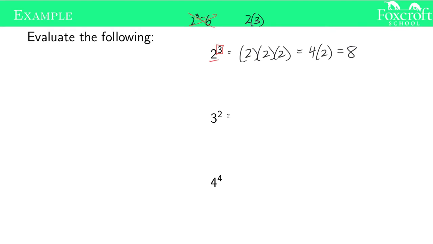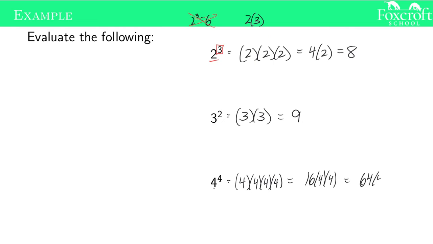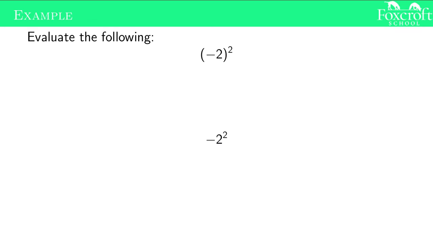3 squared, we have 2 copies of 3. So we just do 3 times 3, and that's 9. 4 to the fourth, we have 4 copies of 4. And just multiply them one at a time, so 4 times 4 is 16. 16 times 4 is 64. And 64 times 4 is 256. So exponents, whenever you have this superscript number up here, that's just how many copies of that number you have.